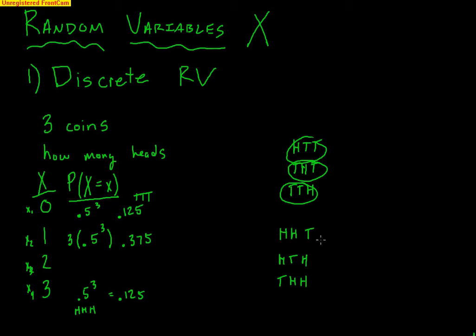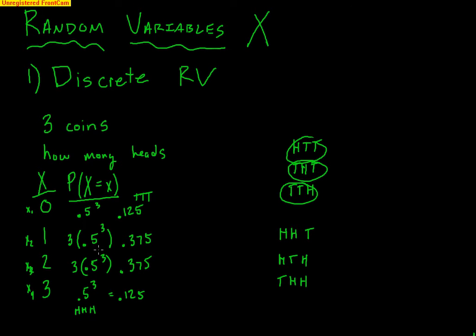And once again, each one of these is 0.5 cubed. But there are 3 different ways it can happen. So that's 3 times that, which is once again 0.375. So I have my probability of a 0. There's only one way that can happen, all tails. Or 3 heads would be all heads, or the different options in between.